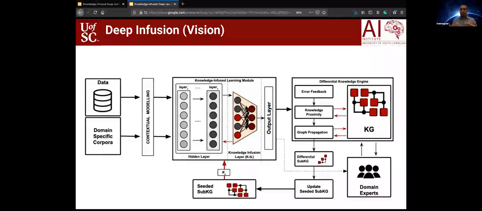So the deep infusion is you're actually adding your knowledge graph information to your deep learning network, but in a guided form. So you're actually checking the loss of information that is incurred by your model learning over time.